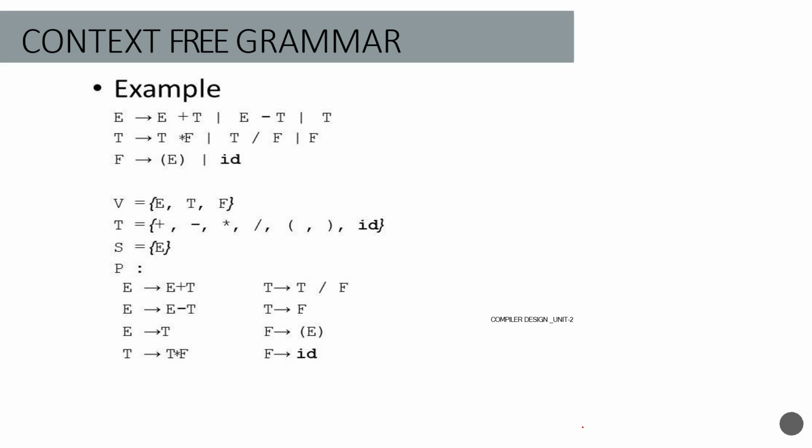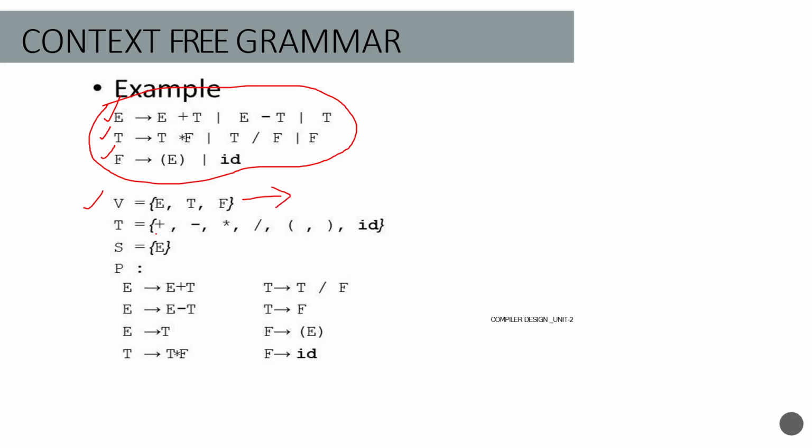So this is an example. This is the grammar actually. E tends to E plus T or E minus T or T. T tends to T star F or T by F or F. F tends to open bracket capital E close bracket or ID. So here, what are the variables? The non-terminals. All the uppercase letters are non-terminals. Capital E is a non-terminal, capital T is a non-terminal, capital F is a non-terminal. So these all are non-terminals.